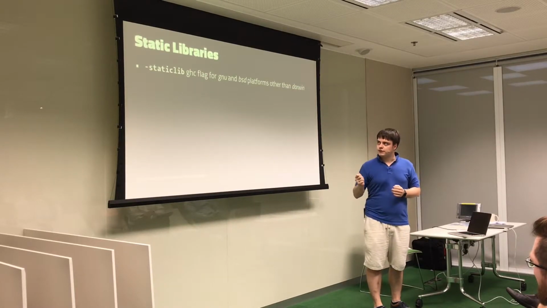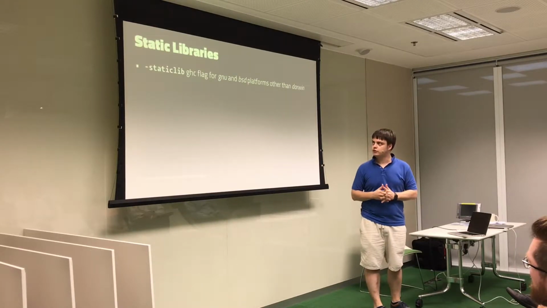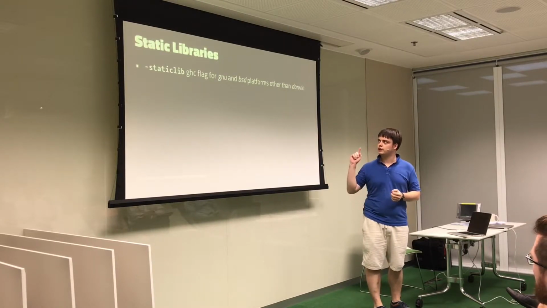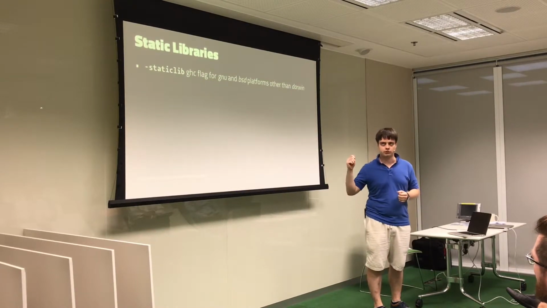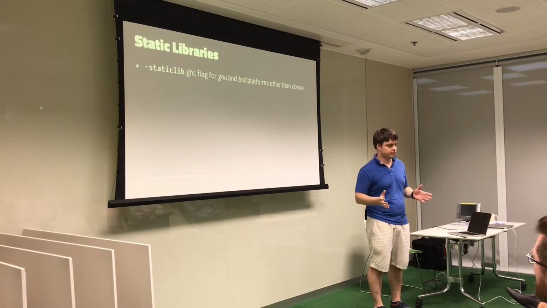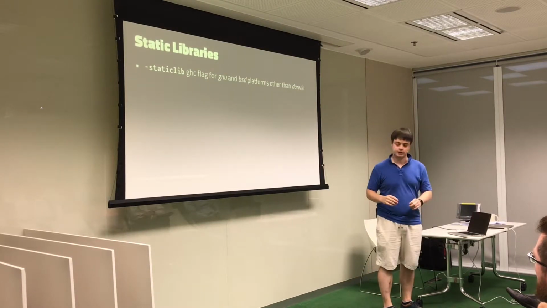I kind of got fed up with it and wanted to have that for general availability. So I wrote an archiver which can archive GNU and BSD archives, and you can basically use static lib with GHC head and produce a static library of all the dependencies in one static archive, and then use that for linking.